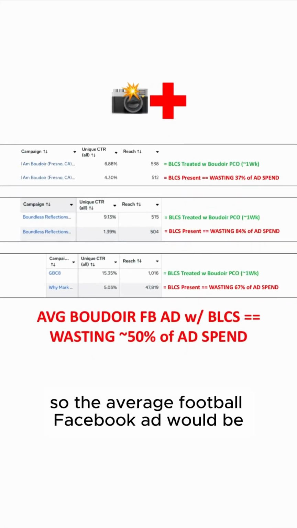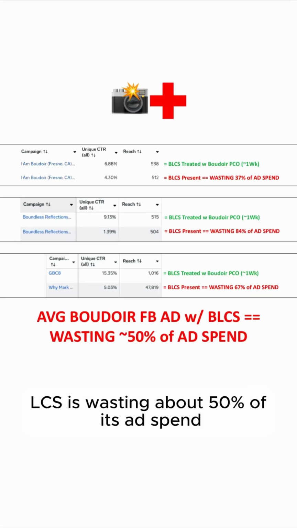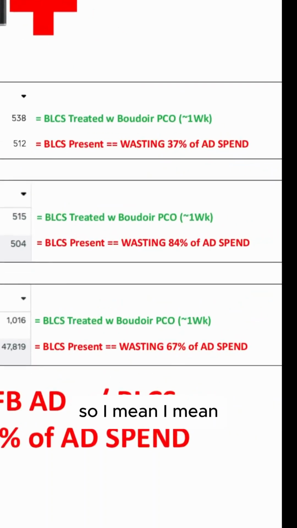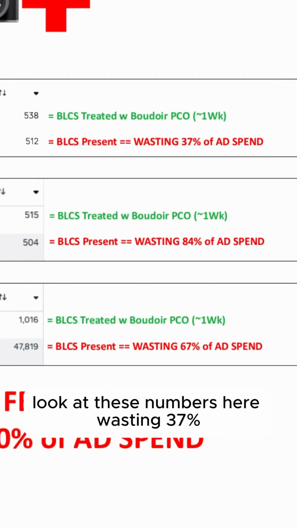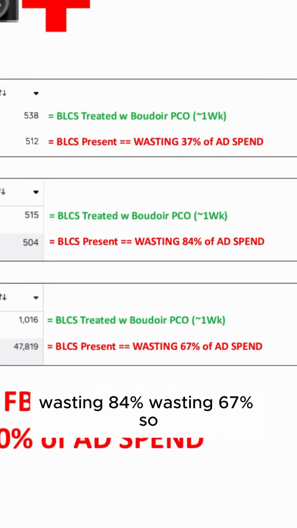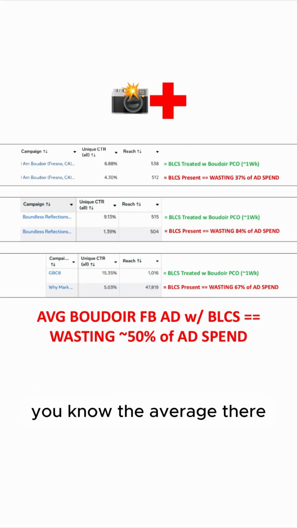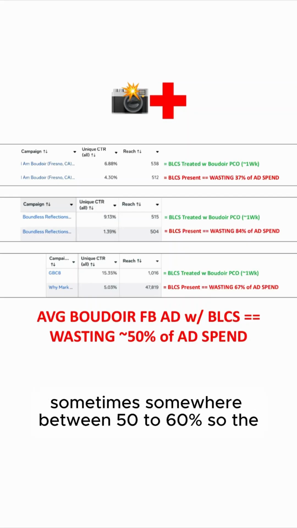So the average Boudoir Facebook ad with BLCS is wasting about 50% of its ad spend. So I mean, look at these numbers here: wasting 37%, wasting 84%, wasting 67%. So the average there is sometimes somewhere between 50 to 60%.